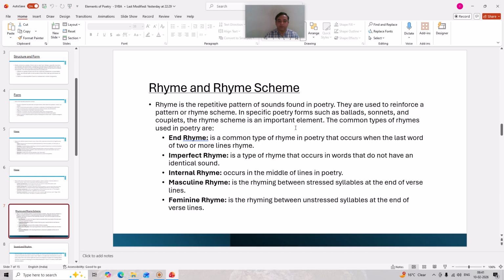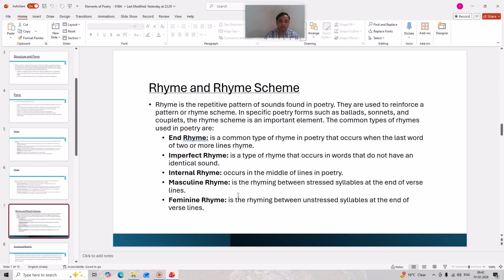The common types of rhymes used in poetry are end rhyme. End rhyme is a common type of rhyme in poetry that occurs when the last words of two or more lines end with the same sound. Imperfect rhyme is a type of rhyme that occurs in words that do not have an identical sound. Next rhyme scheme is internal rhyme. Internal rhyme occurs in the middle of the lines in poetry.